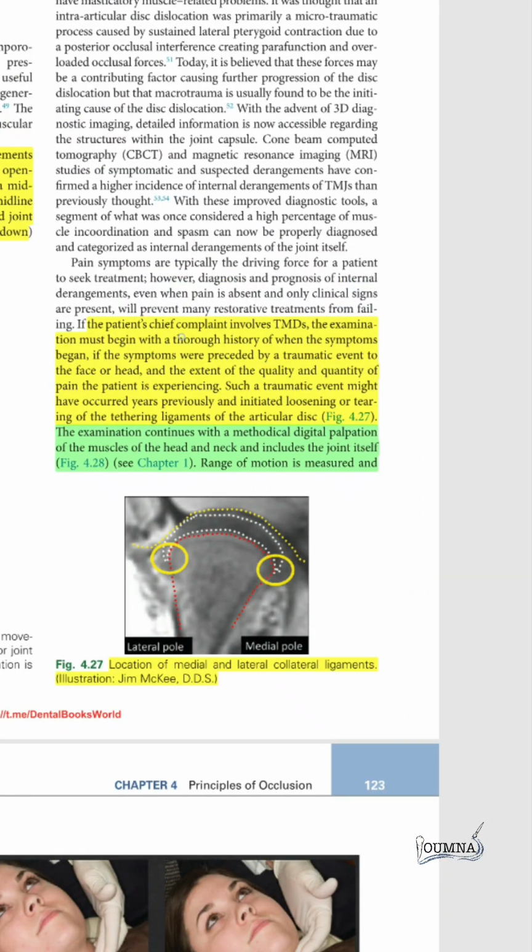If the patient's chief complaint involves the temporomandibular joint, the examination must begin with a thorough history of when the symptoms began, whether the symptoms were preceded by a traumatic event to the face or the head, and the quality and quantity of the pain the patient is experiencing. Such a traumatic event might have occurred years previously and initiated loosening or tearing of the ligament of the articular disc.